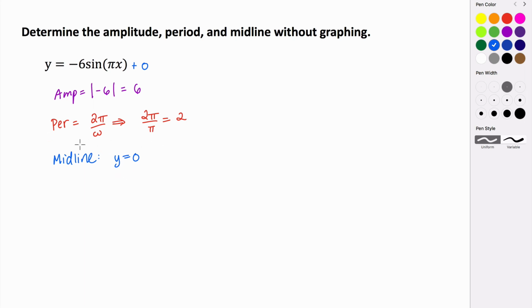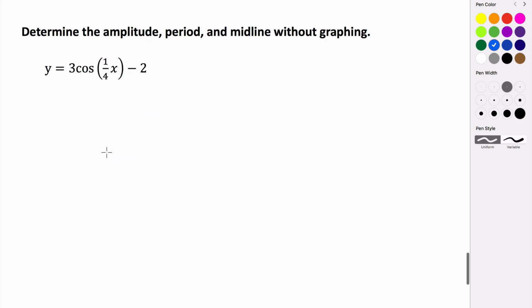One thing that I forgot to mention, but is worth noting: the period is also a distance. It measures the distance it takes to complete one cycle. So your period will never be negative. Let's take a look at one more.